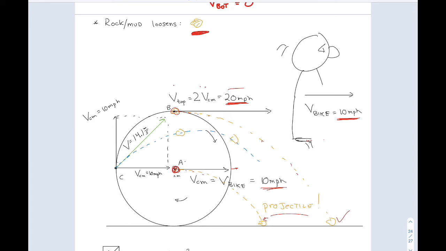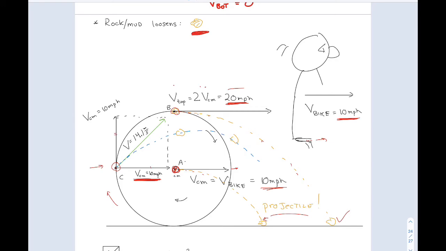What if that same piece of mud was over here? What is that piece of mud doing? It has 2 motions, from the previous pages above. It's headed to the right with the same speed as the center of mass, because remember, the bicycle seat's headed to the right, the axle's headed to the right. That chunk of tire is headed to the right due to pure translation at 10 miles per hour. But it's also headed upward because the wheel is rotating.